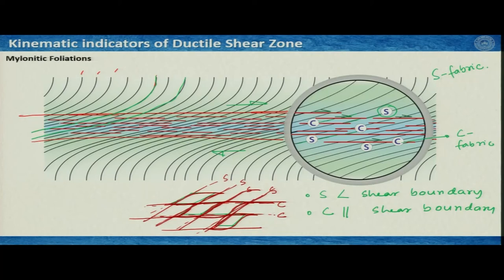Then the verging of S fabric defines the sense of shear. So in this case, it is verging in this side. So the shear sense is essentially dextral.